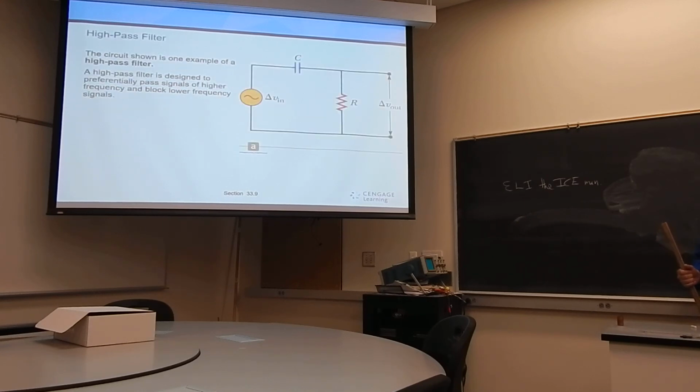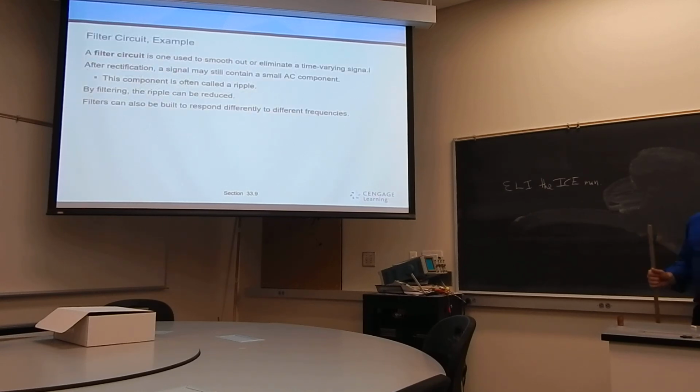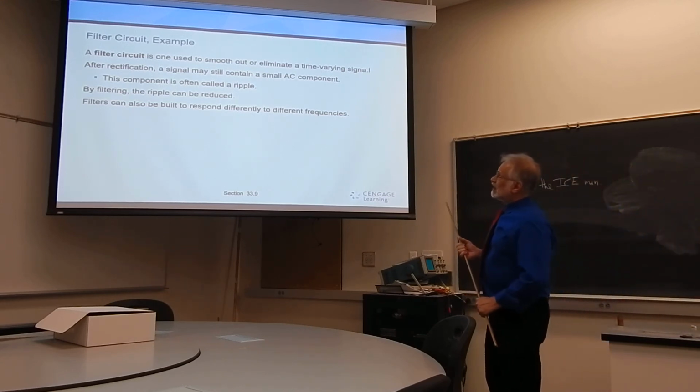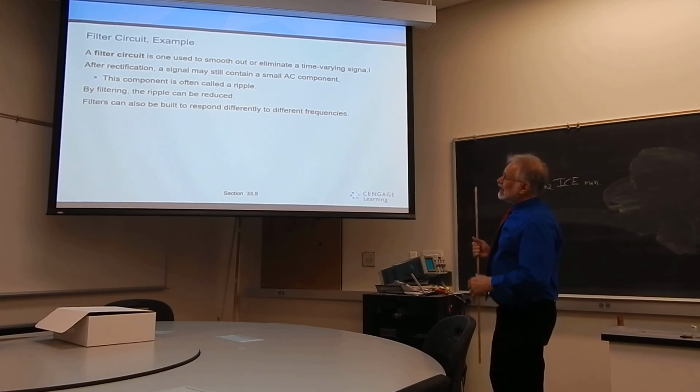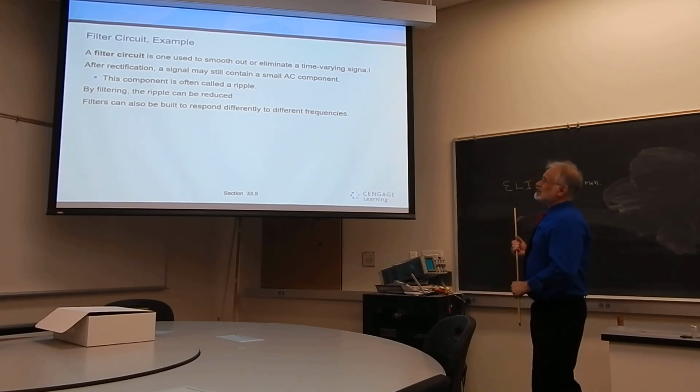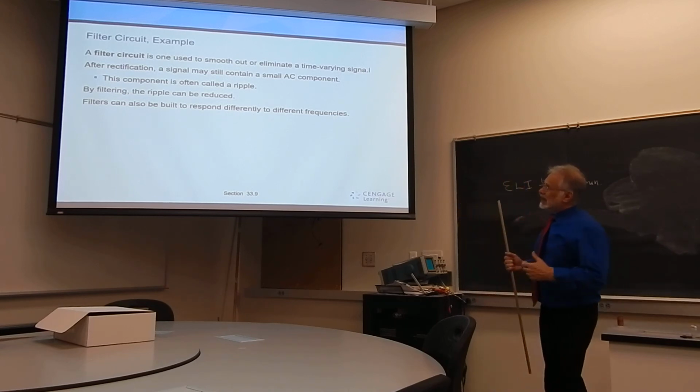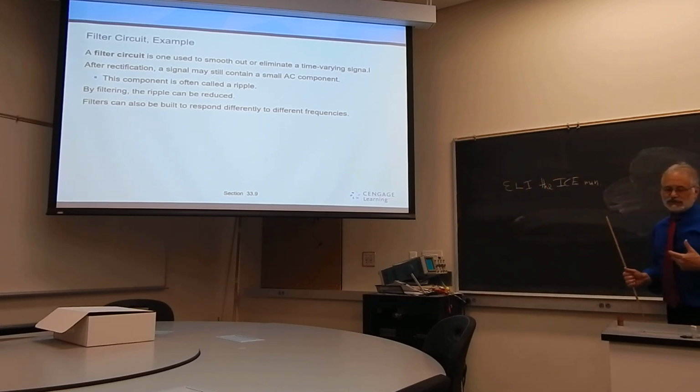We also have filter circuits. In the case of a filter circuit, we're trying to smooth out time-varying signals. Even after a signal is rectified, you might have a small AC component that we call a ripple. But if I can filter the circuit, I can reduce the ripple as much as possible. There are two types of filters we can talk about. Actually, there are more than two, but we'll talk about two today.